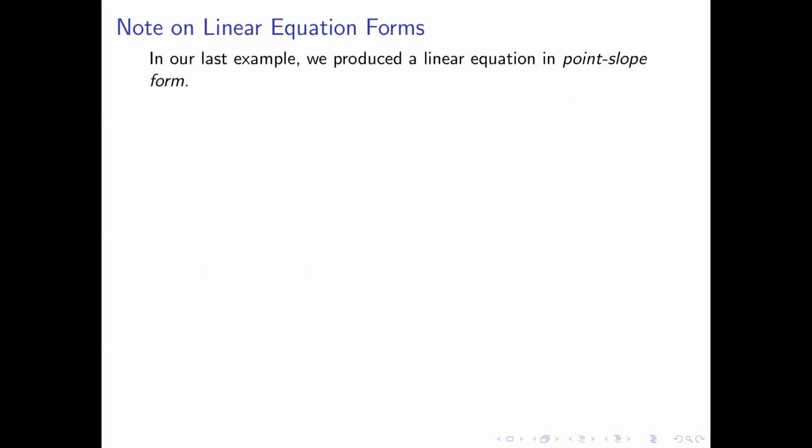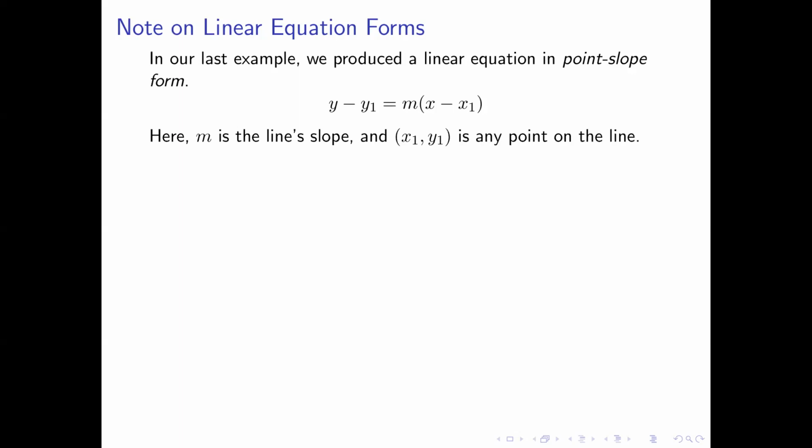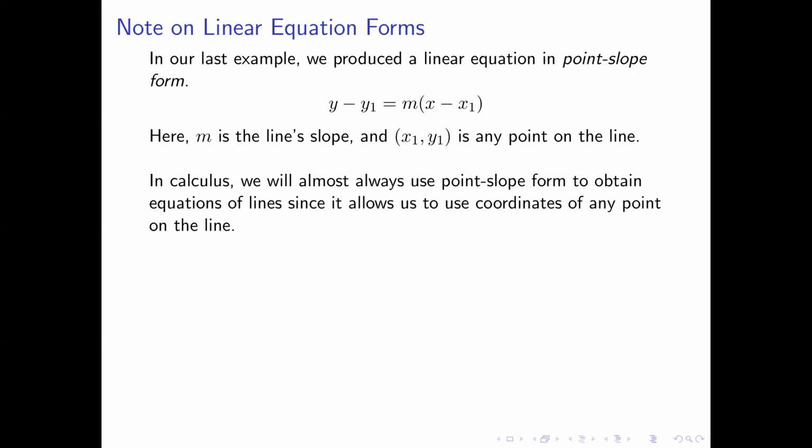Real quick, I mentioned something about the point slope form of a linear equation a moment ago. The equation we wrote for our line was in point slope form, which is usually written like this: y minus y1 equals m times x minus x1, where m here, as usual, is the slope of the line in question, and x1 and y1 are coordinates of a point on the line. Any point will do the job. We're going to be using point slope form in calculus quite frequently. And that's because it allows us to use any point on the line in question.